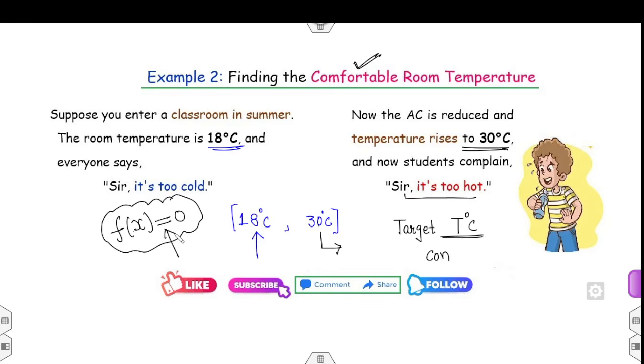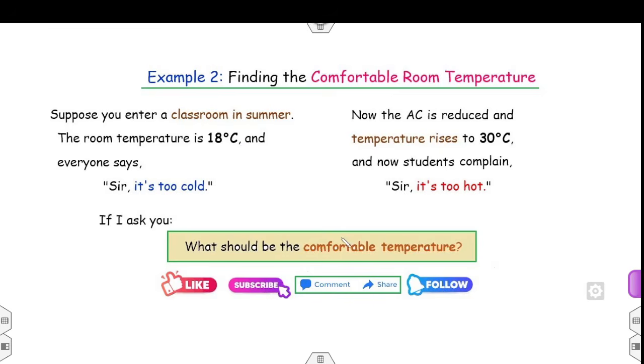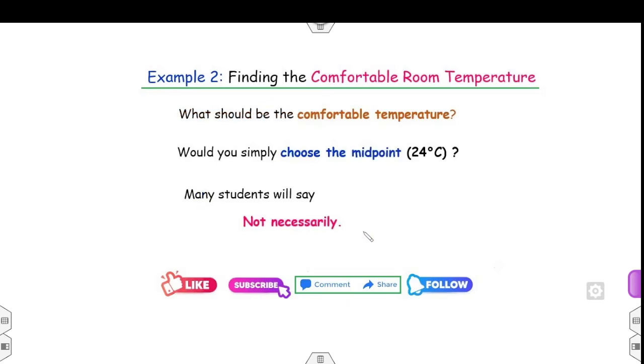तो कैसे निकालोगे? अगर आप ये सोचो कि मैं इसके मिड पॉइंट से स्टार्ट करता हूं, तो इसका मिड पॉइंट क्या हो जाएगा? 48 डिवाइडेड बाय 2, it's 24 degrees Celsius. Can you say what is the comfortable temperature? If you start with the midpoint like 24, most of the students say no, it is not a comfortable temperature. तो आप क्या करोगे?